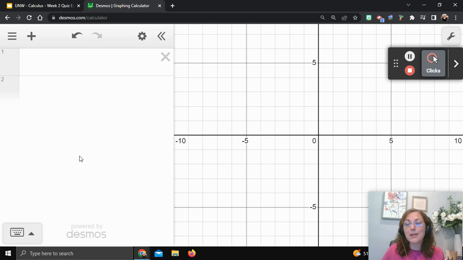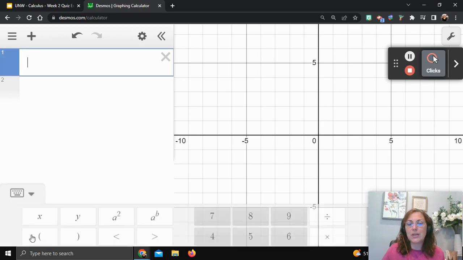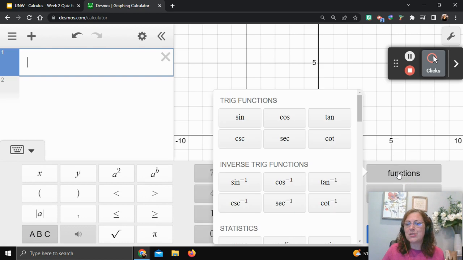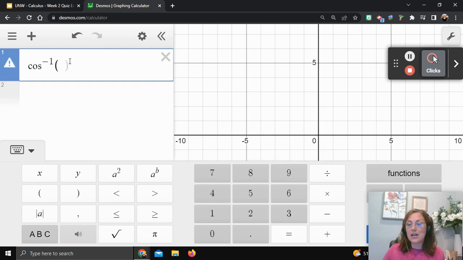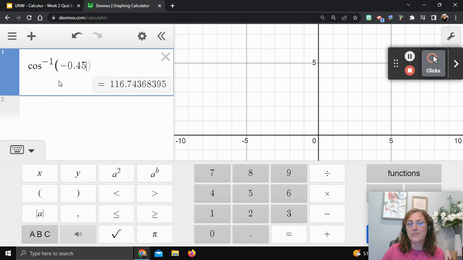Remember, we were dealing with the cosine. So I'm going to show the keypad here, and I'm going to choose the functions. We want the inverse cosine because we don't know the angle. So I'm typing the inverse cosine and then type in your negative 0.45. Notice that Desmos gave you an angle for that. And I'm going to go ahead and round it to the nearest degree of 117. So let's go back to our PowerPoint so we can take a look and interpret this.